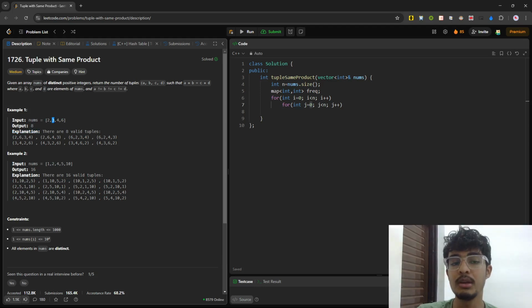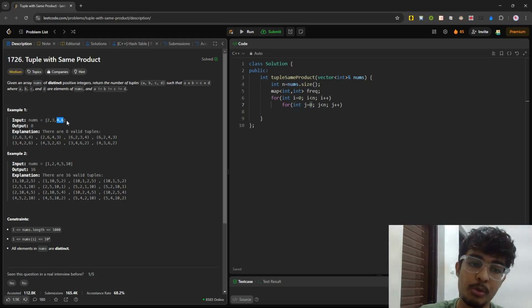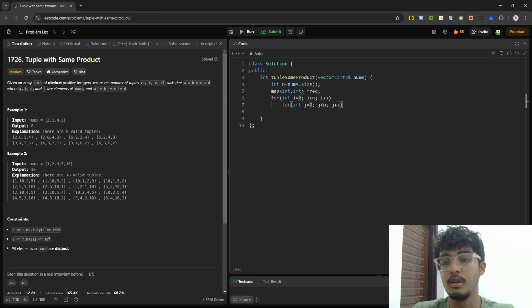Similarly from 3 I will count the frequency for 3 comma 4 and 3 comma 6. Now for 4 I will count the frequency for 4 comma 6. Which means I have to start this iterator j from i plus 1.